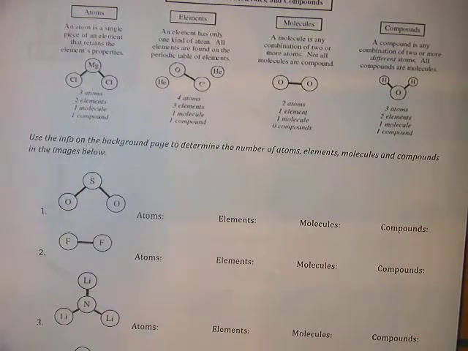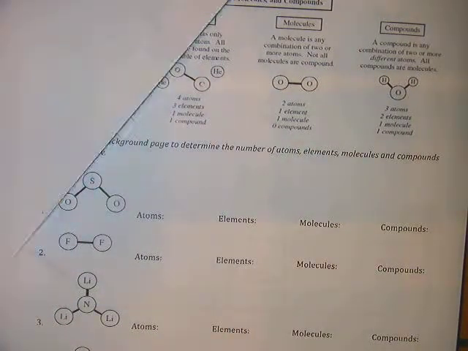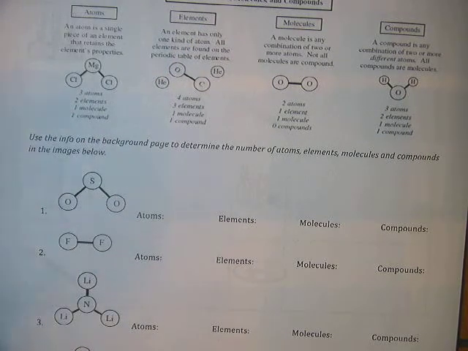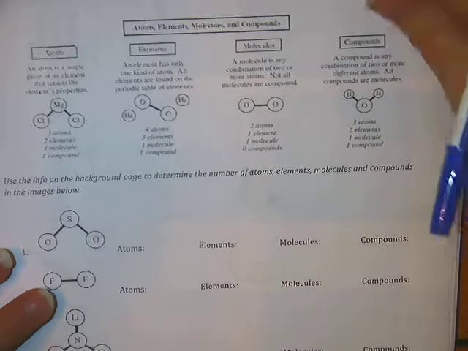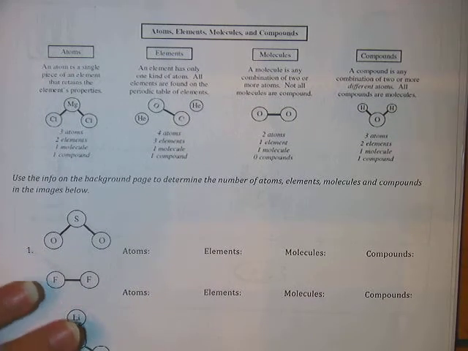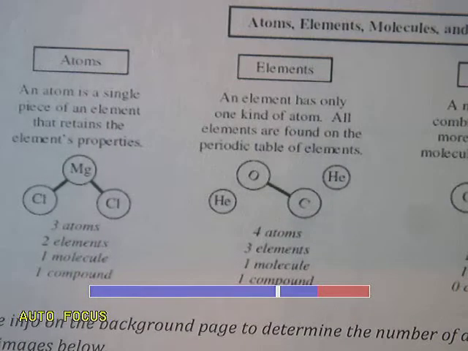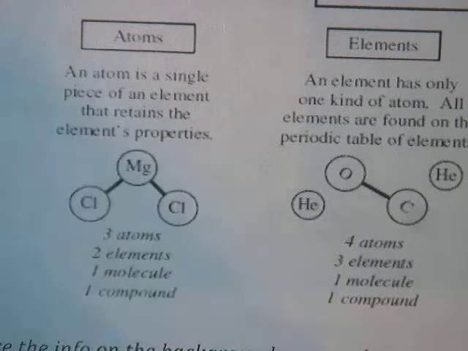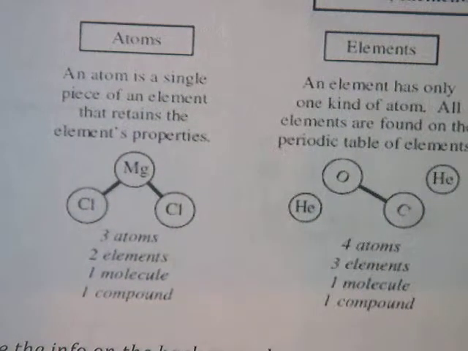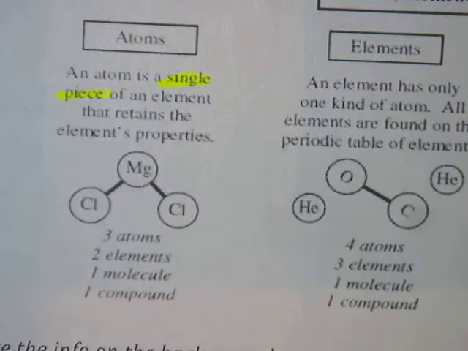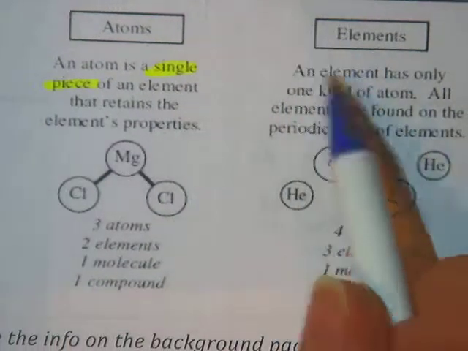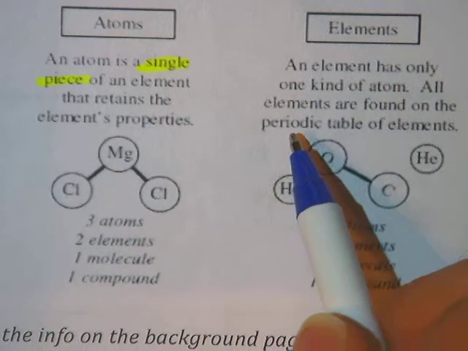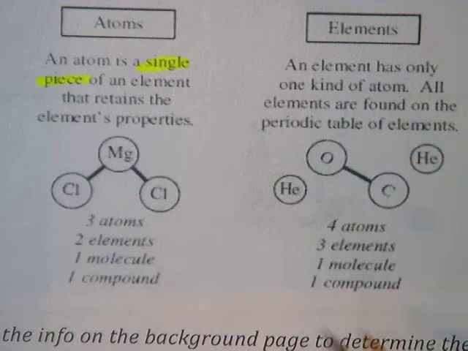Okay, when you unpause the video, I'm sure that if you feel the need to check your answers on that page, Ms. Woodlock would be happy to do that, or you could check with a neighbor. But go ahead and turn to page 13. On page 13, we see some pictures of kind of the same information we were already looking at: atoms, elements, molecules, and compounds. An atom is a single piece of an element that retains the element's properties. Just a single piece. Whereas an element has only one kind of atom, and all elements are found on the periodic table of elements.